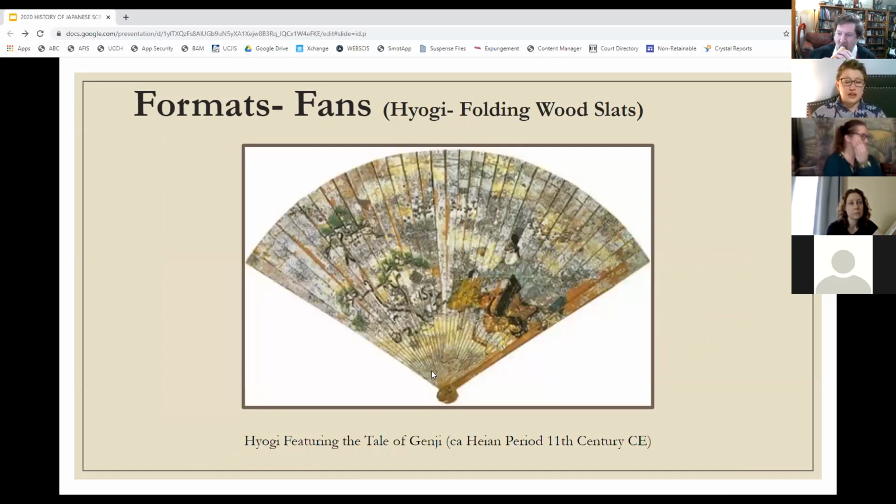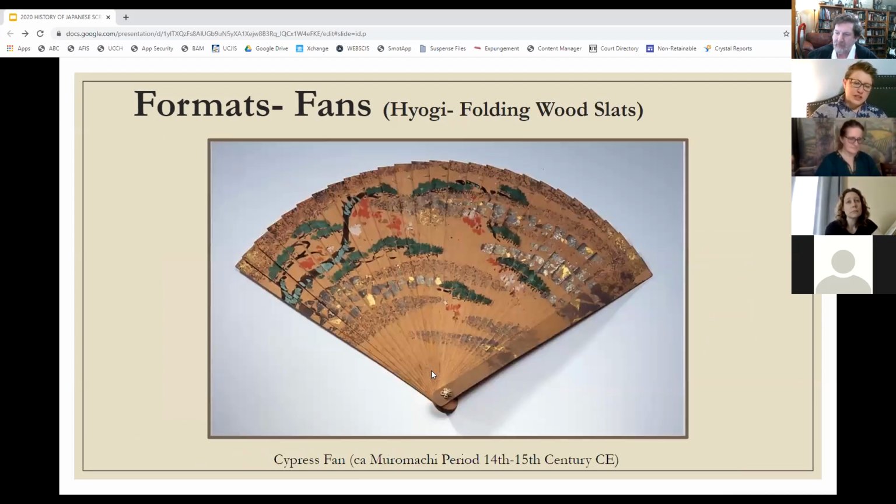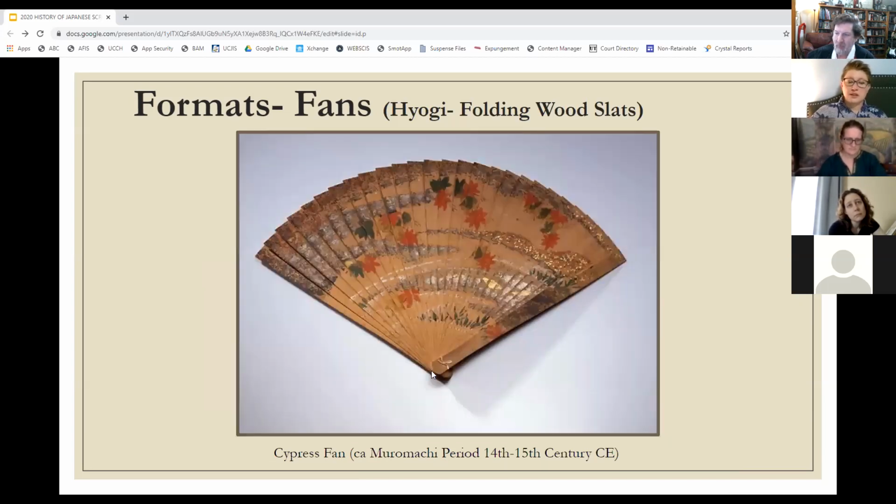And this is a hyogi featuring Genji from the Heian period. And it is beautifully detailed, but you can see the round face there. Very nice. I love that tree on the left. These were really elaborately decorated fans. You can see that they used gold and silver and all sorts of paint. They're made from cypress mainly, but a lot of modern ones are made from bamboo.